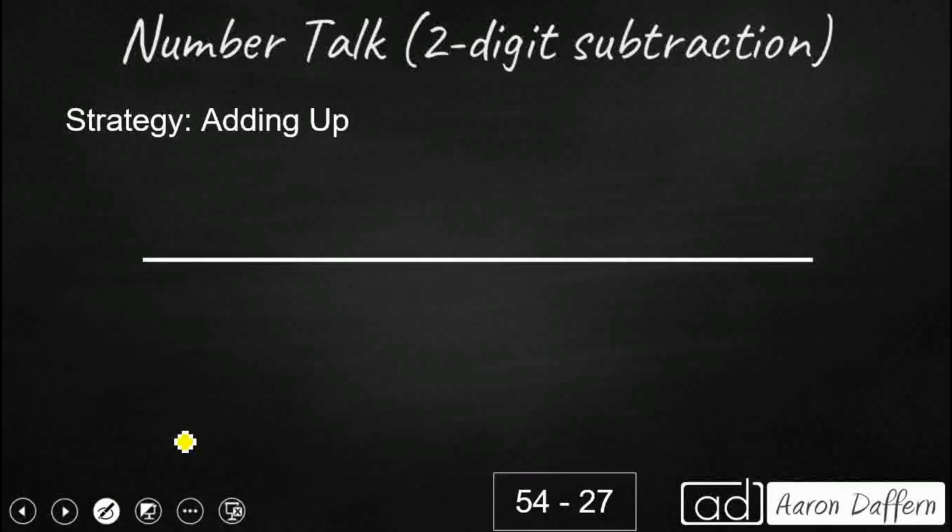So the first thing that we could have done is to add up. So what we do is we start with our little number, and our little number actually has a term. It is called the subtrahend. And so we're going to take our subtrahend. We're going to add up in chunks until we get to our minuend. That's what we call the bigger number in the subtraction problem. So we're going to add up from 27 up to 54. And we're just going to do it in chunks.